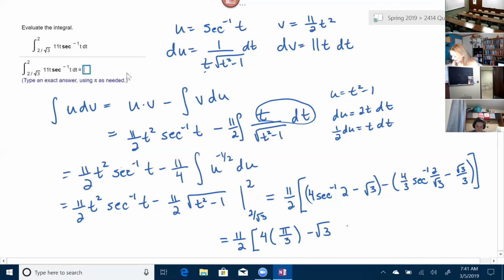Okay, and then we're going to subtract. Now this is saying what angle gives me a cosine ratio of square root of 3 over 2, which is what? I got pi over 6. Pi over 6 is correct, yeah. Okay. And then minus the square root of 3 over 3. Make sure you have this.